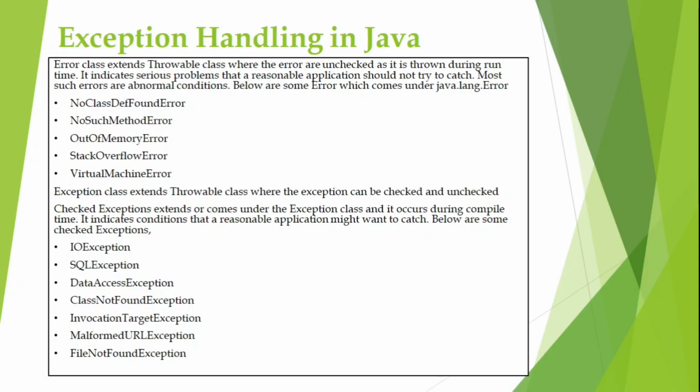Exceptions also extend the Throwable class, and they have two types: checked and unchecked. Checked exceptions come under the Exception class, and they are identified at compile time itself. Some child classes of this Exception class are IOException, SQLException, DataAccessException, MalformedURLException, and FileNotFoundException.